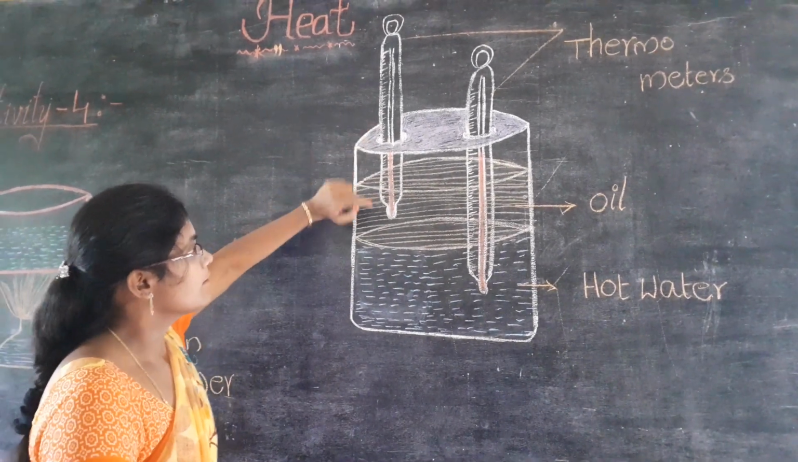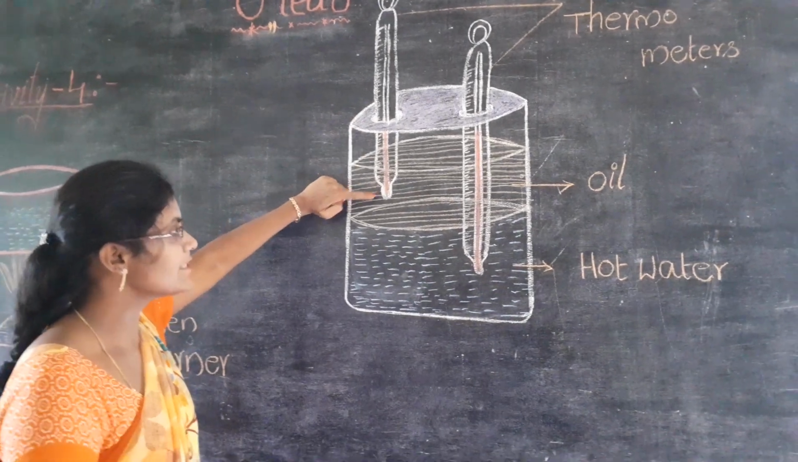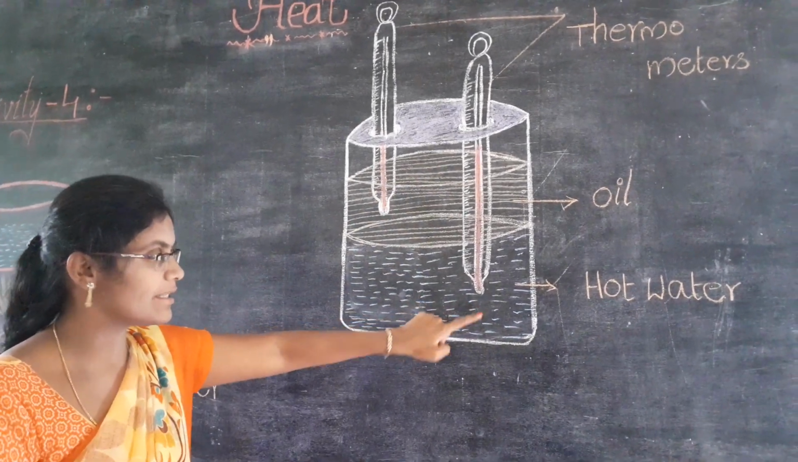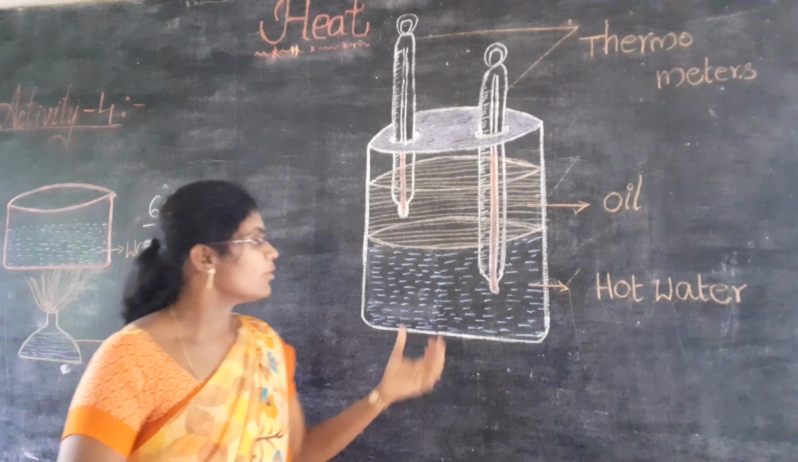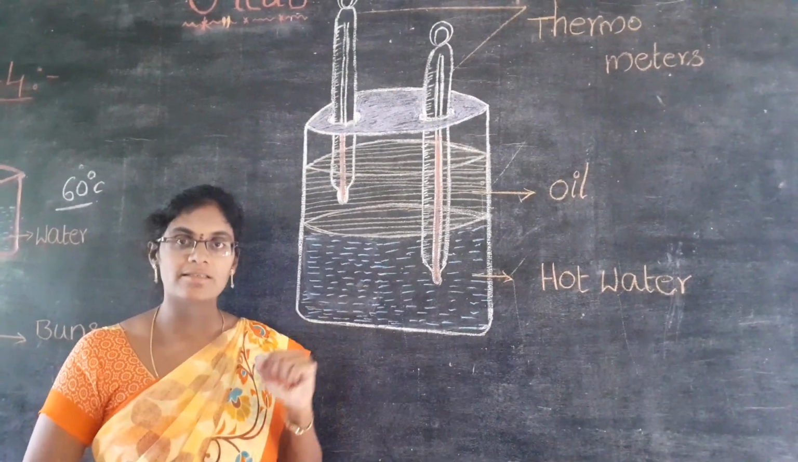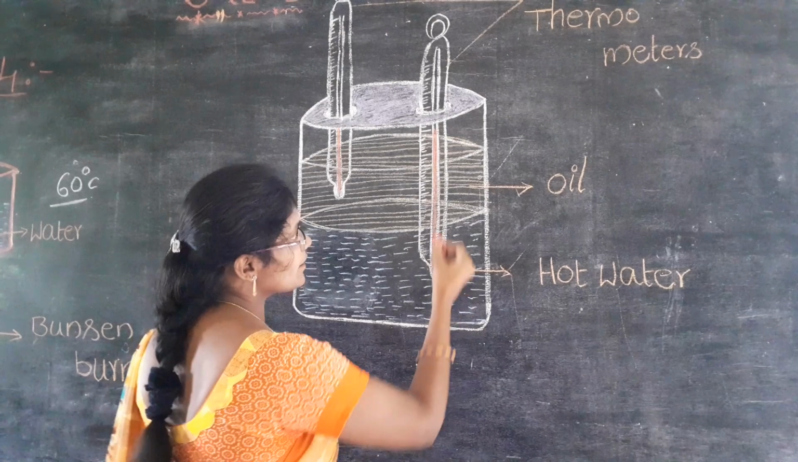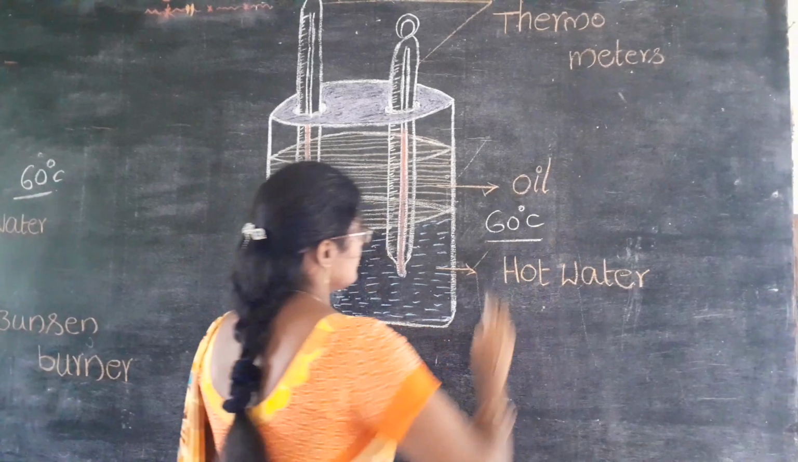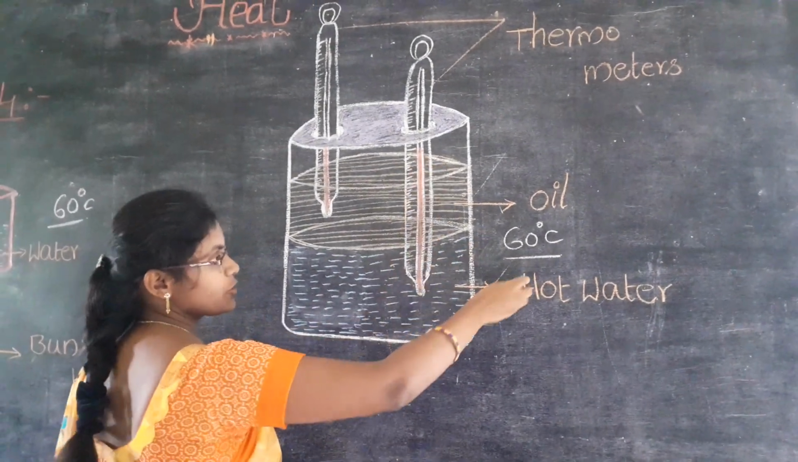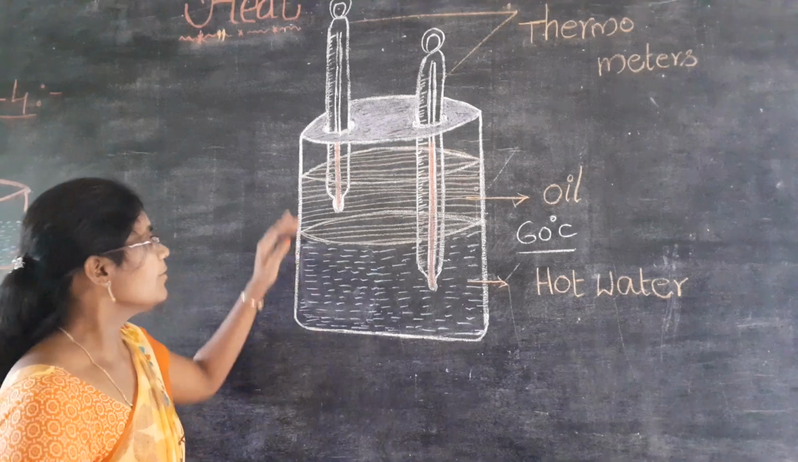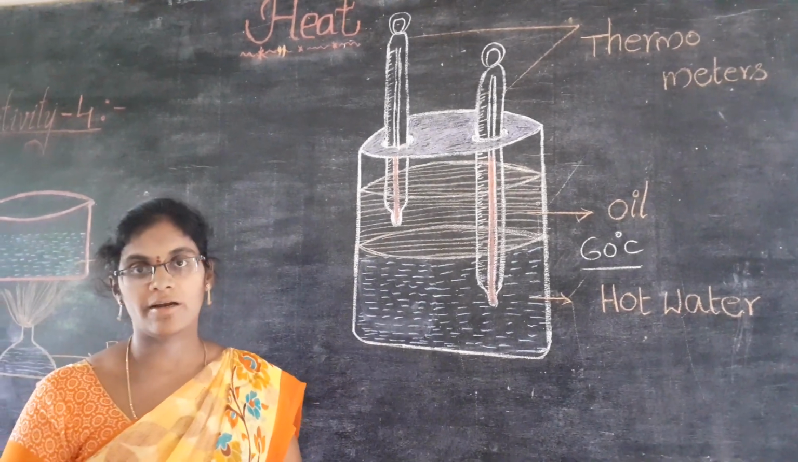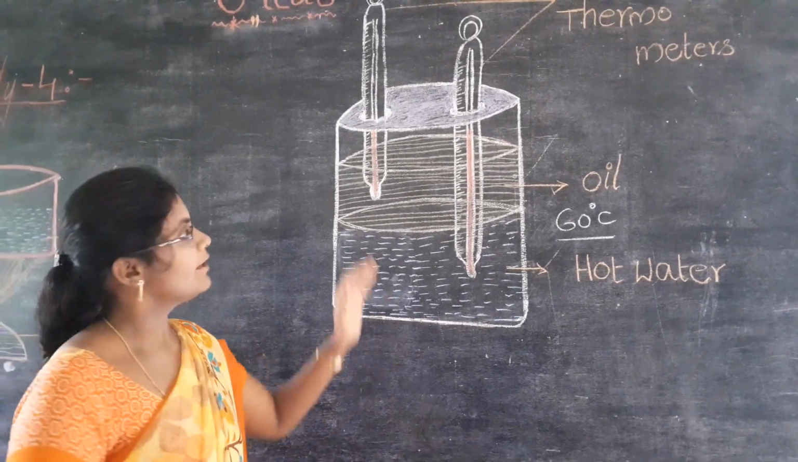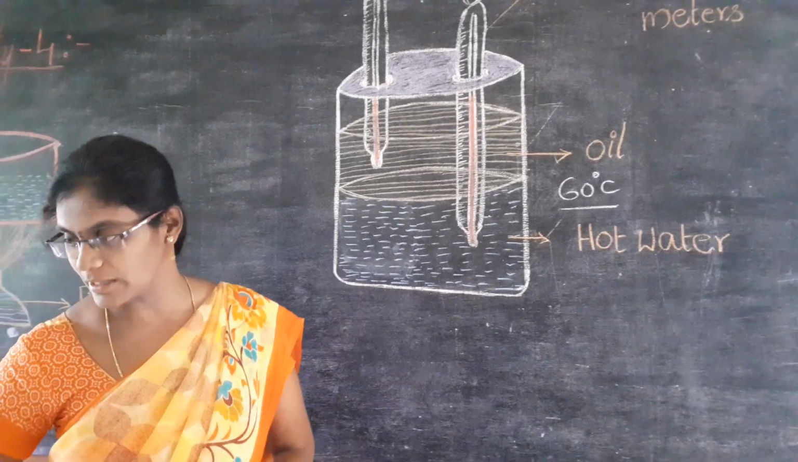The bulb of one thermometer lies inside the oil and the bulb of the other thermometer lies inside the water. Now, observe the temperature readings. The thermometer inside the water shows 60 degrees Celsius and the oil shows room temperature. But after some time, check the readings of both thermometers again.